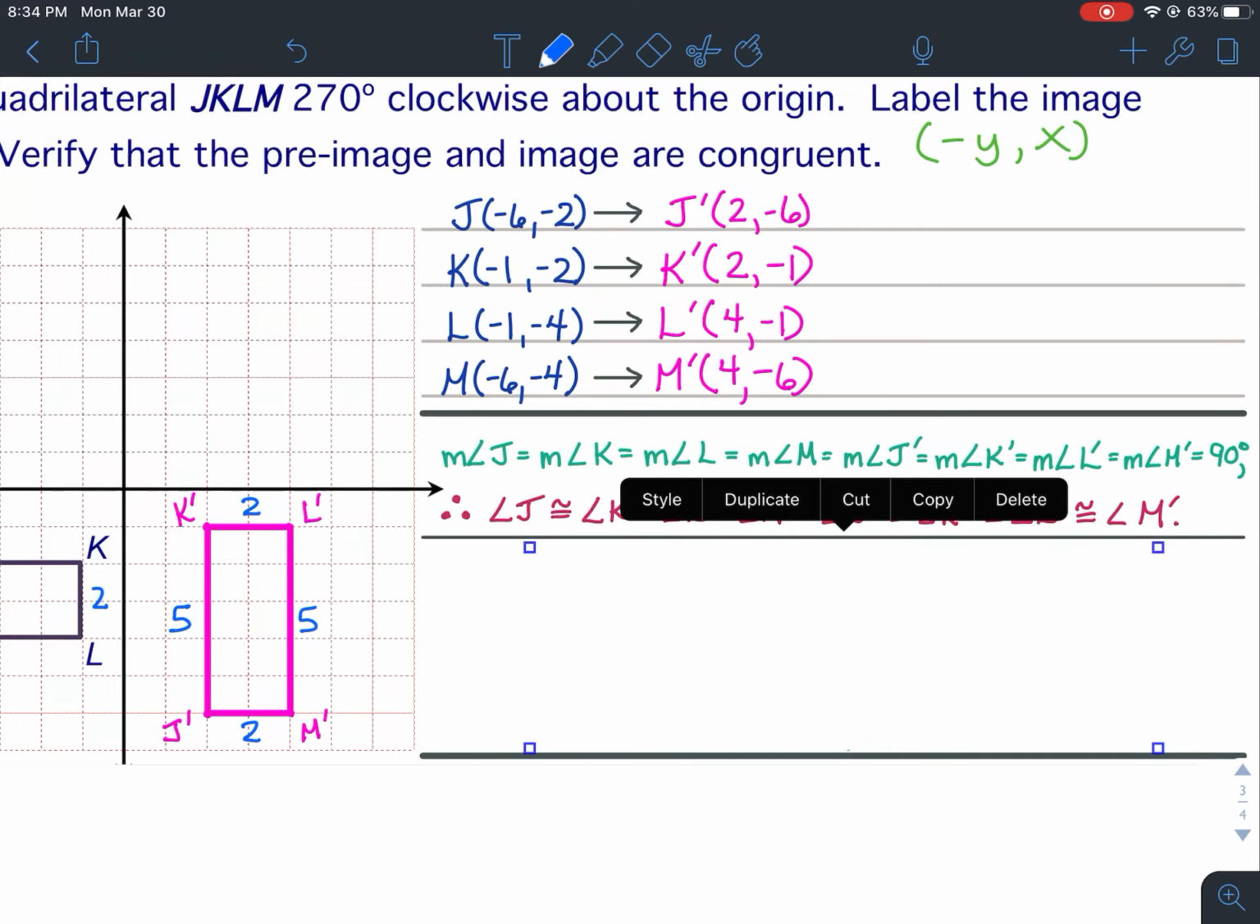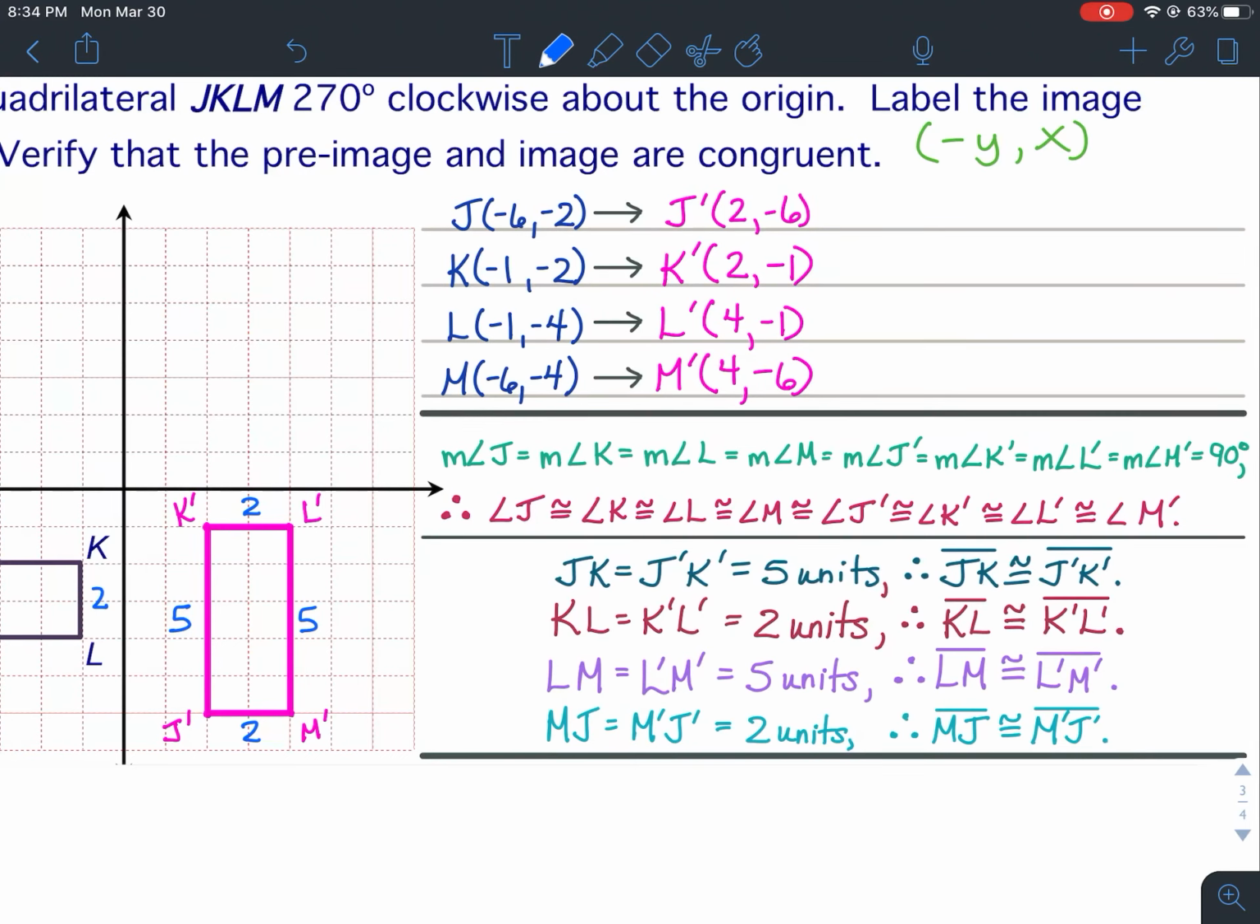Okay, now the sides. Again, yes, I cheated. The length of JK equals the length of J prime K prime, which equals 5 units. Therefore, JK is congruent to J prime K prime. The length of KL equals the length of K prime L prime, which equals 2 units. Therefore, KL is congruent to K prime L prime. The length of LM equals the length of L prime M prime, which equals 5 units. Therefore, LM is congruent to L prime M prime. The length of MJ equals the length of M prime J prime, which equals 2 units. Therefore, MJ is congruent to M prime J prime.